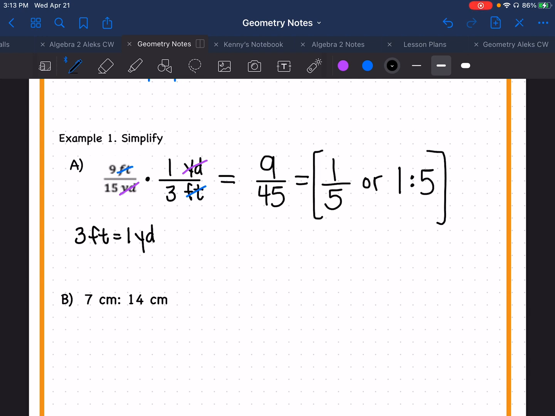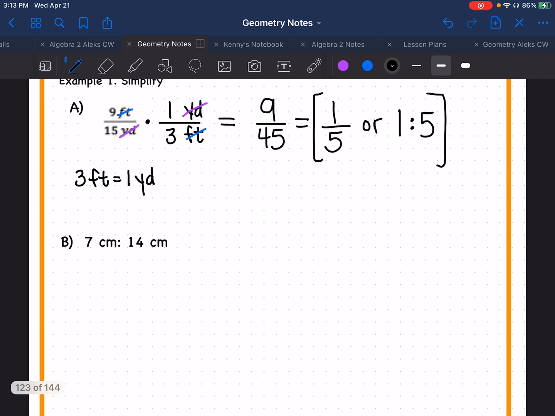All right, for the second one, before I start simplifying it, I'm going to write it as a fraction. So 7 centimeters is my numerator. Always the number that's first goes on top, and then centimeters in the bottom. That's not correct, ladies and gentlemen. It should say millimeters. There we go.